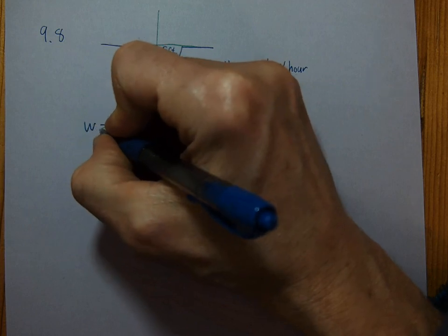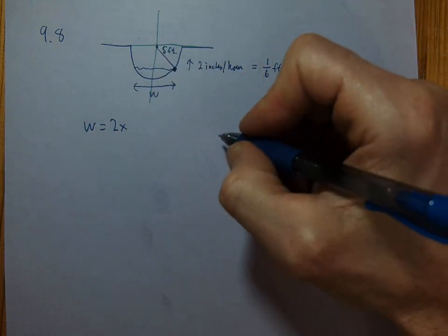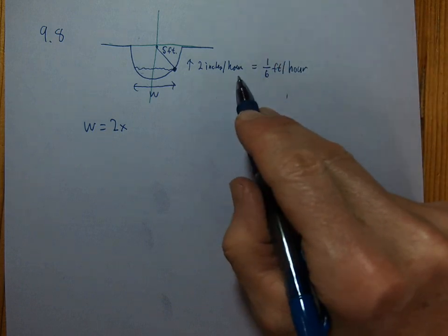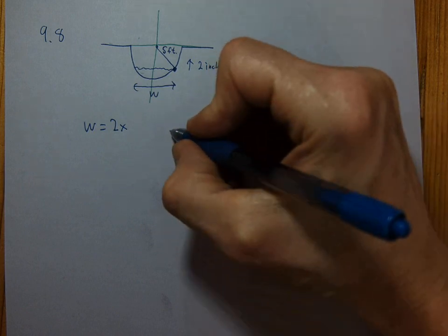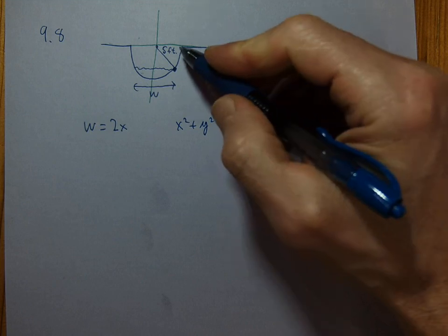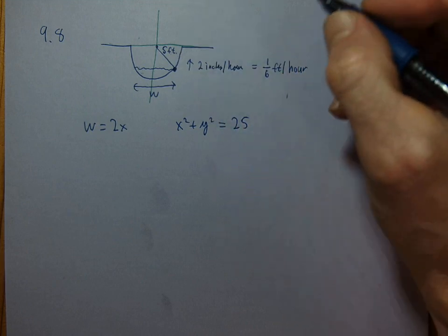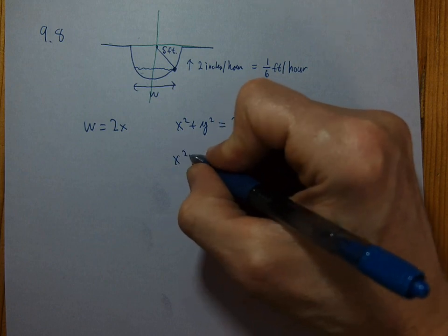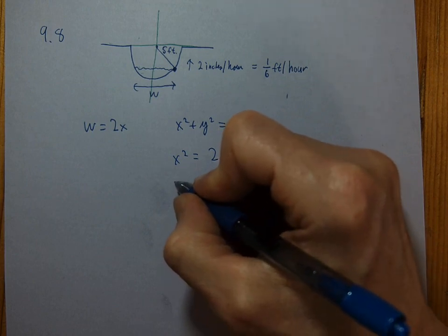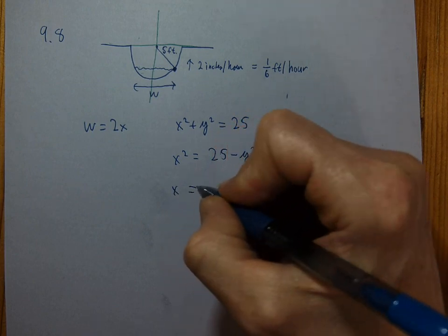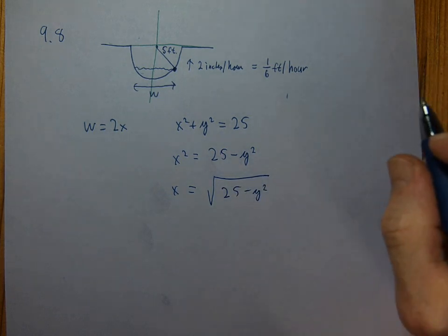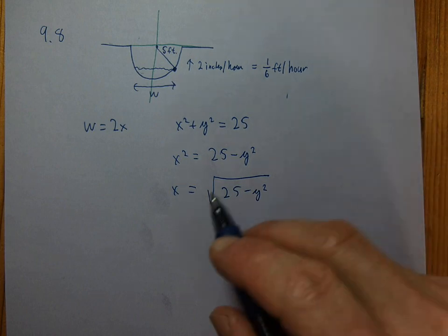Let's say the width is equal to 2x, and we also know it's a circle. And again, we're going to use everything in feet, so 2 inches an hour is 1/6 foot per hour. So we know that x squared plus y squared equals 5 squared, or 25. So x squared is equal to 25 minus y squared, or x is the square root of 25 minus y squared, and we want 2x, so we'll have 2 times that.